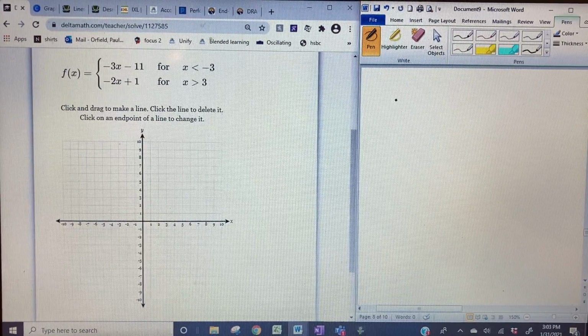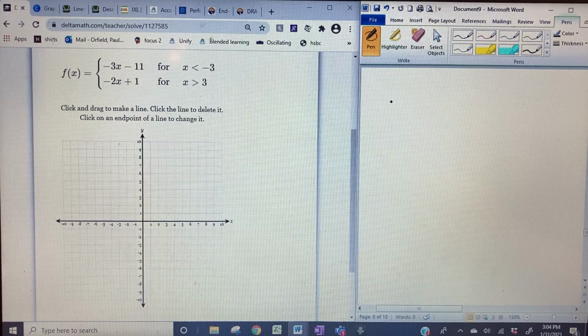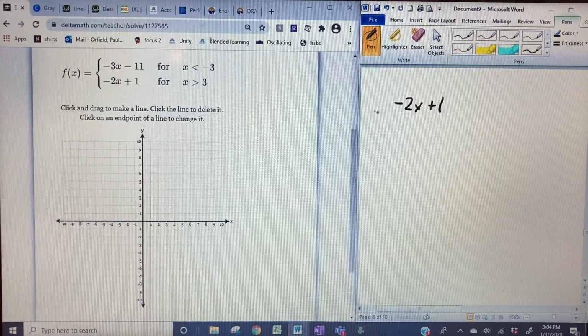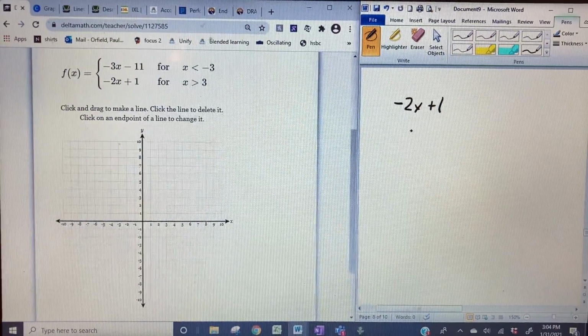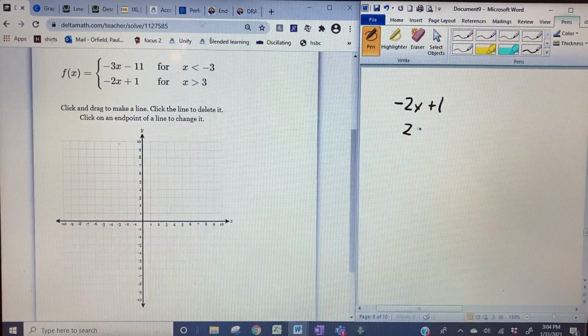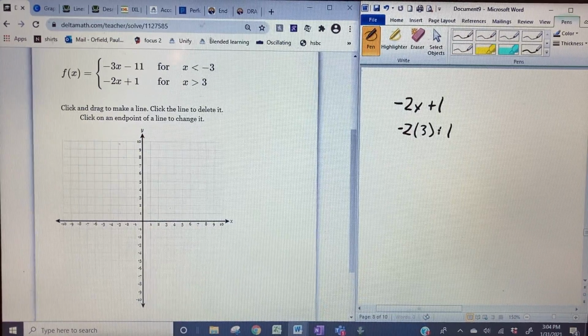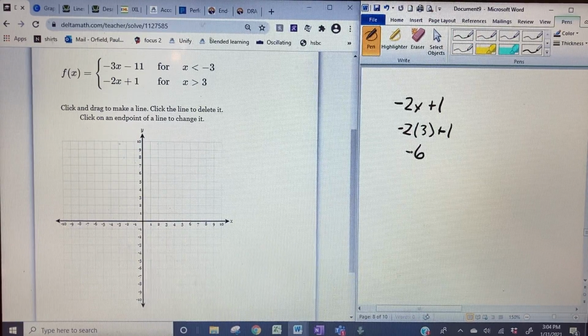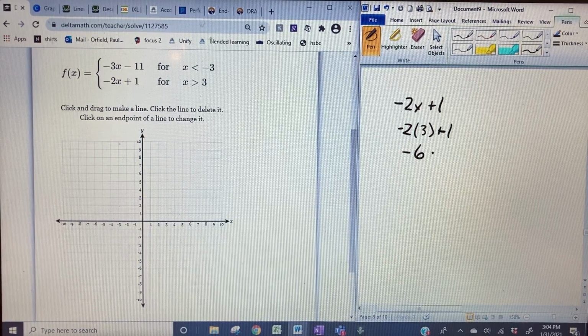So I have negative 2x plus 1. I am putting 3 into this equation. So negative 2 times 3 plus 1. All right, so I have negative 6 plus 1, which is negative 5.